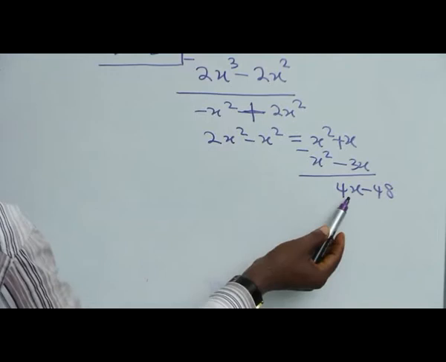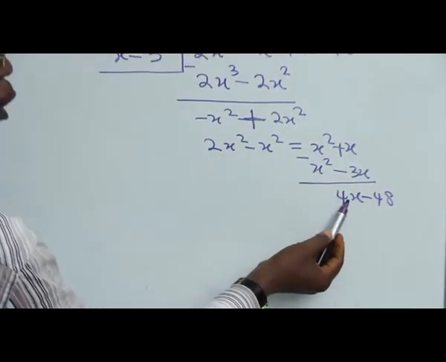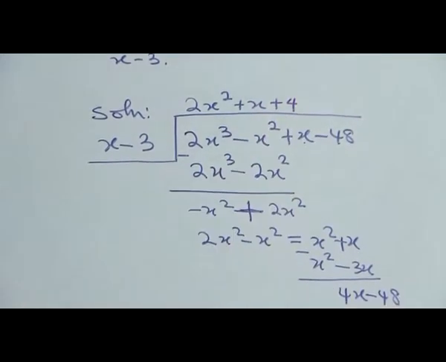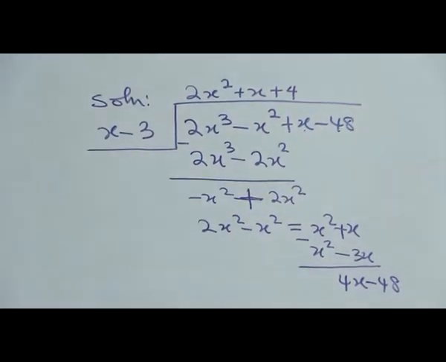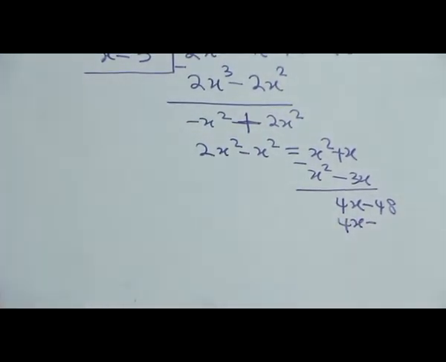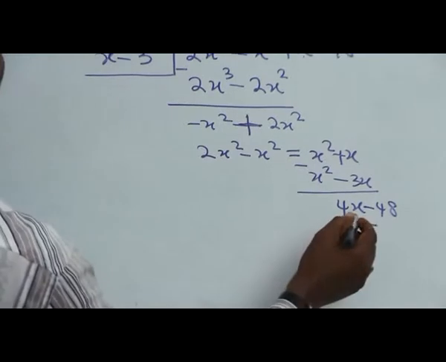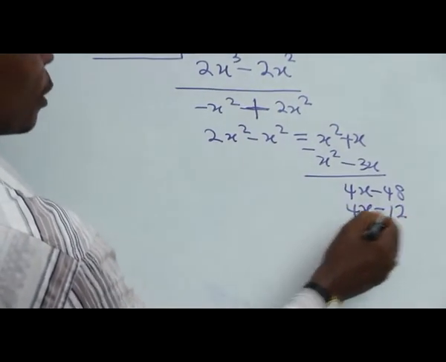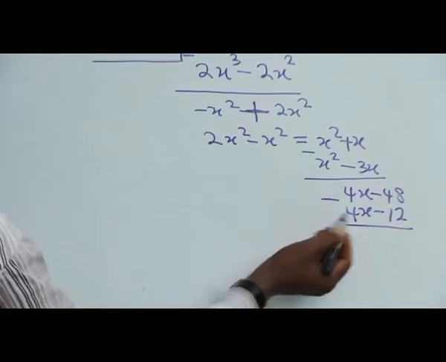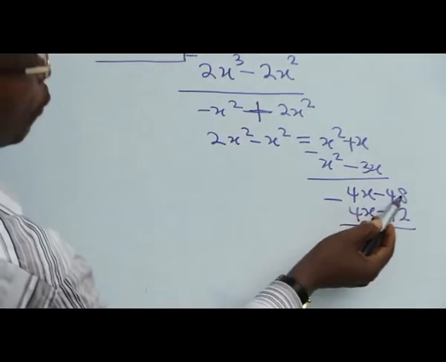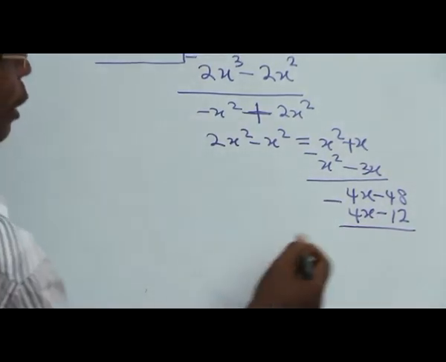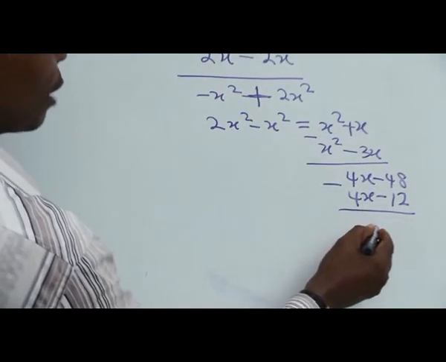Again, divide 4s by s to give you 4. So this is plus 4. Multiply out: 4 times s is 4s, and then 4 times 3 is 12. So we have minus 12 there. Again, subtract. 4s minus 4s is gone. Minus 48 minus 12 means minus 48 plus 12, and that is going to be minus 36.